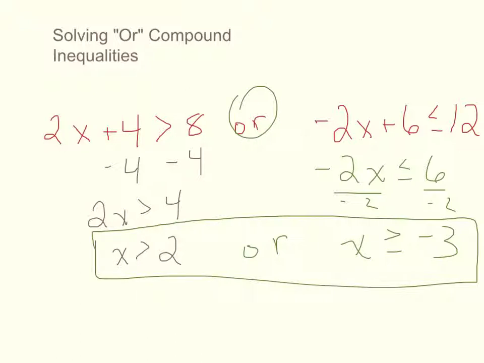What that means is that if I pick a number for x and that number fits either of those two inequalities, then that number would fit my compound inequality, would be a number that would fit the solution.